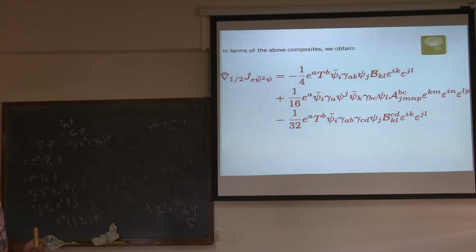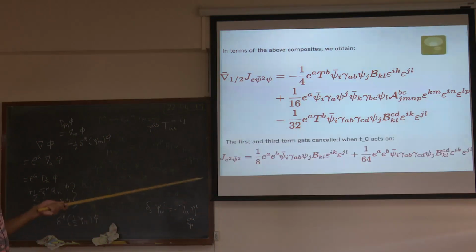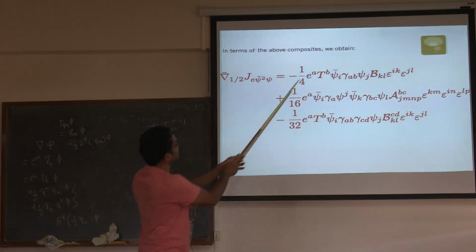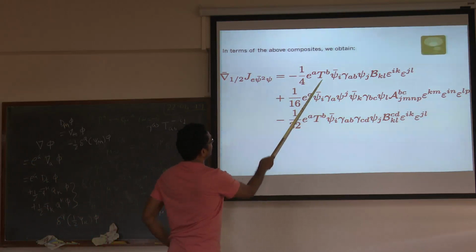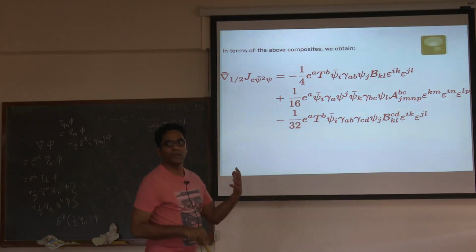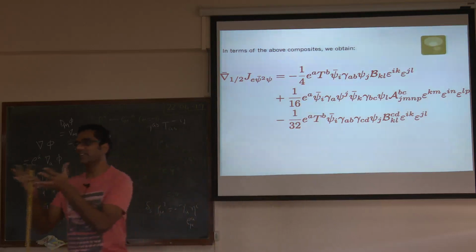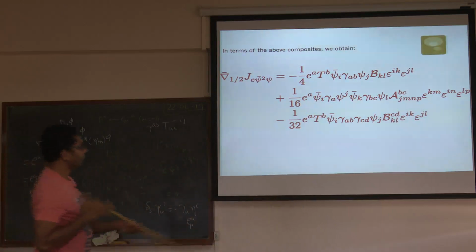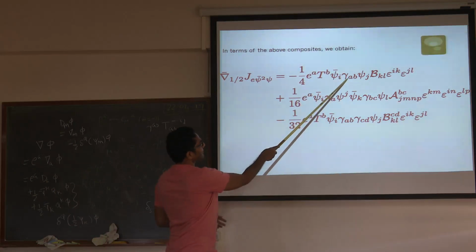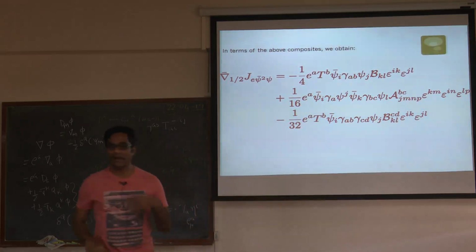Okay. So, you can do that, I mean that is a simple exercise, and if you see that the first and third term here can be cancelled by proposing a J E square psi square. Why? Because you have a EA TB here, and that is contracted with a gamma AB here, which is antisymmetric in A and B, and that is required.